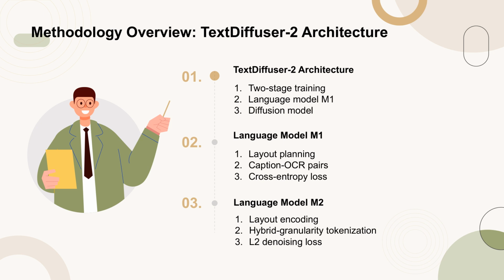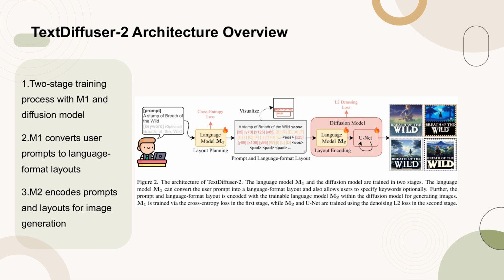Figure 2 illustrates the architecture of TextDiffuser-2, detailing the two-stage training process involving the language model M1 and the diffusion model. In the first stage, M1 is trained to convert user prompts into a language format layout, allowing users to optionally specify keywords. This layout, along with the original prompt, is then encoded by the trainable language model M2 within the diffusion model to generate images. M1 is trained using cross-entropy loss, while M2 and UNet are trained with denoising L2 loss in the second stage. This setup enables the generation of diverse and visually pleasing text layouts, enhancing the style diversity of the output.